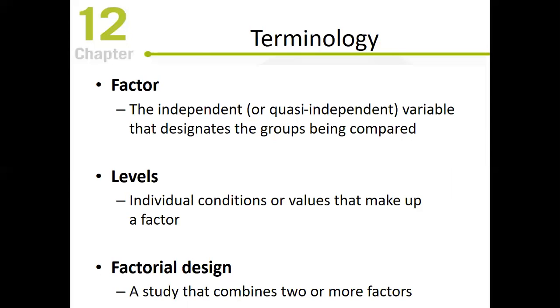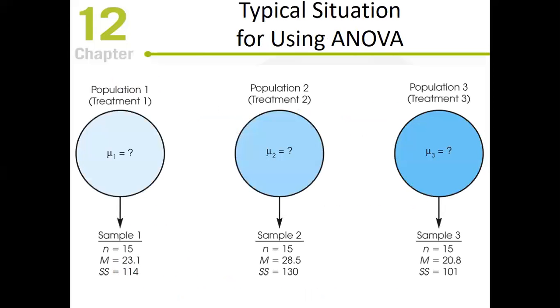The level is the number of conditions that exist in that factor. So how many levels were there to the dosage factor? 3, right? No drug, low dose, high dose. If we look back here, there are 3 different levels to that factor. So this is terminology that comes up.